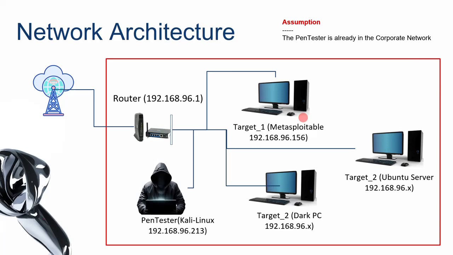Okay, so take note of this assumption. We assume that the pen tester is already in a corporate network, so it's an internal pen tester. Of course, being a pen tester, he would have been given the license to gain access into the network legally, so you can stay within the network to do the job. Like I said, this is internal pen testing. If it's external, the pen tester will have to be outside the network.